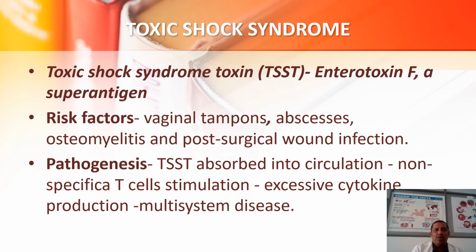The next is toxic shock syndrome. This is a super antigen. As I have told you about the super antigen in my last class, I will not repeat it. It is a super antigen which invokes the T cells to produce a large number of cytokines, which is responsible for the shock. Cytokines in small amounts are helpful to our body, but in large amounts they produce deleterious effects, leading to shock and death of the patient.